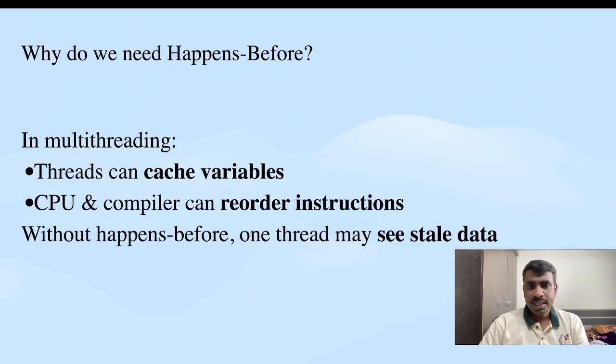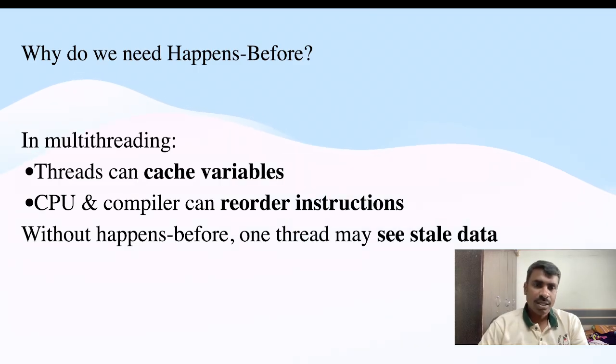So why do we need happens before? In multi-threading, each thread can have its own cached variables. For example, thread 1 can have integer a and thread 2 can also have a copy of integer a, so that in thread 1 a can be 0, in thread 2 a can be 1 at times. So this is an issue when we are running multiple threads at a time.